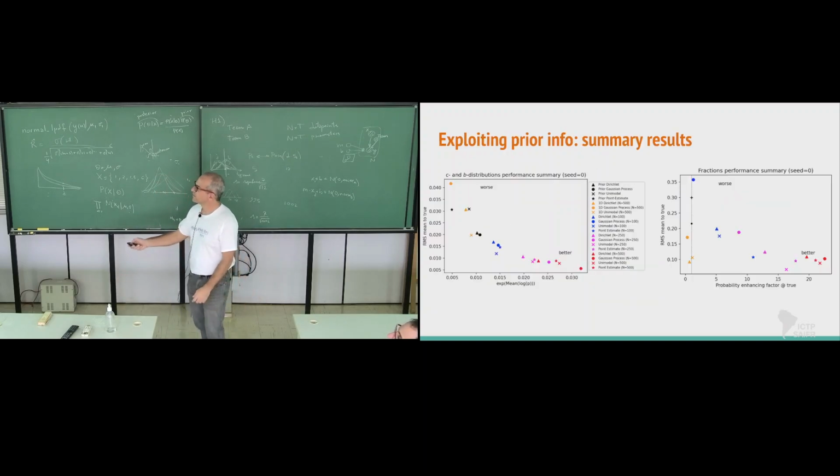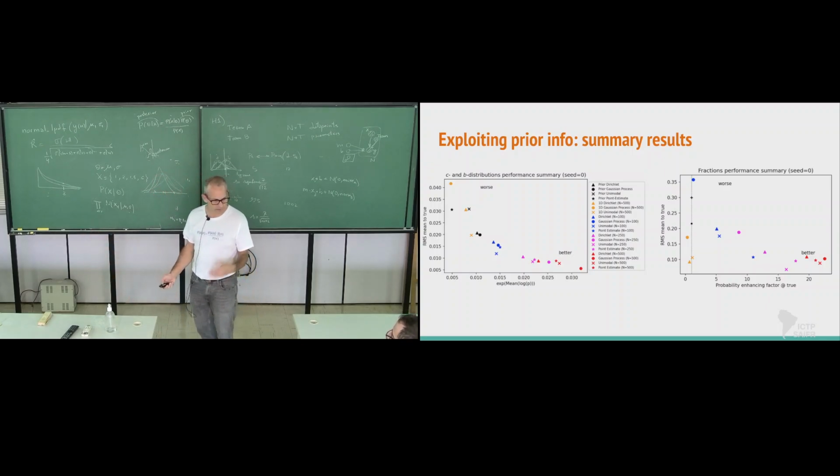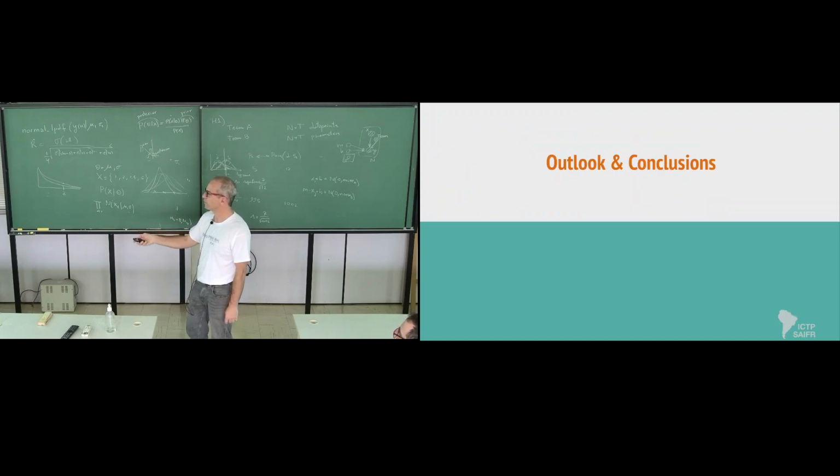We have done many calculations and many simulations, with different seeds, to see that everything makes sense. It is a robust result, not just chance. As you have more events, you approach the truth, and you have more probability on the truth. And this is about the fractions.